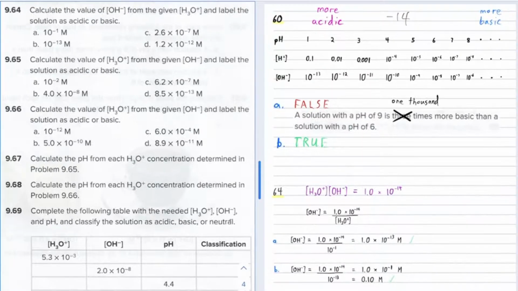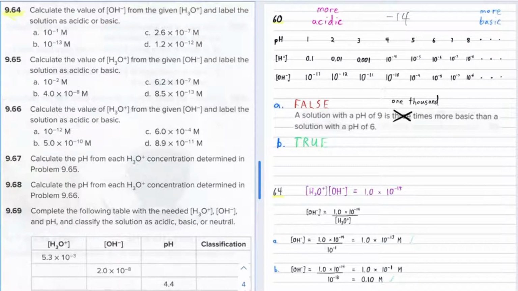Number 64. Calculate the value of hydroxide concentration from the given hydronium ion concentration and label the solution as acidic or basic.